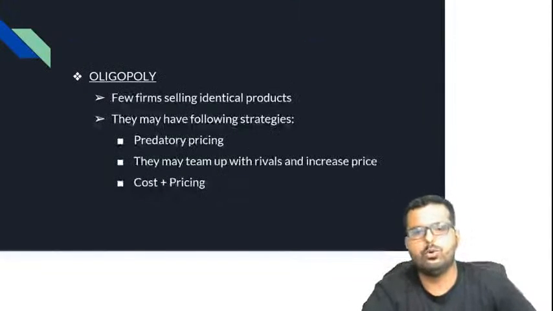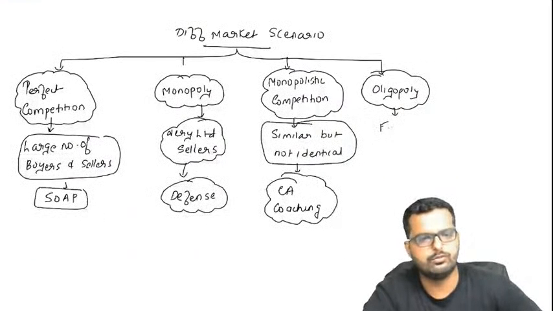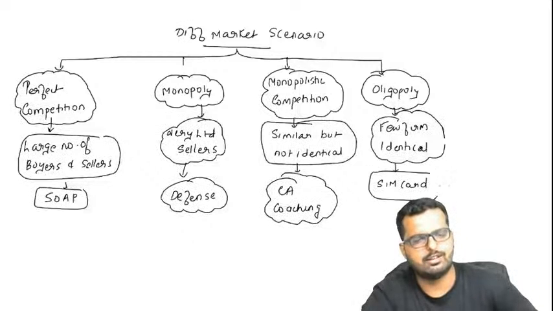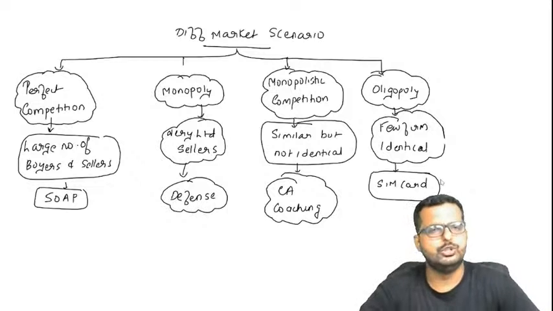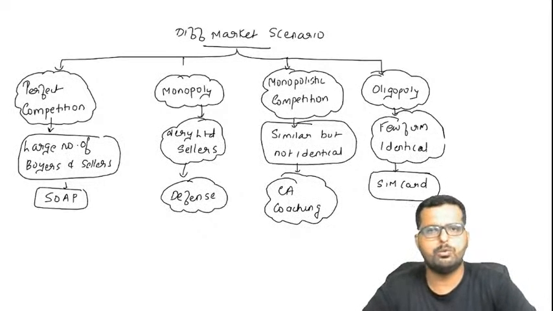The last one is called oligopoly, where you have a few firms selling identical products. I think an example of this would be SIM cards. Everyone does not get access. Vodafone, Idea, Jio, BSNL. Like this, only a few are there, but they are all selling identical products. Can you draw this chart in your books now, all of you?